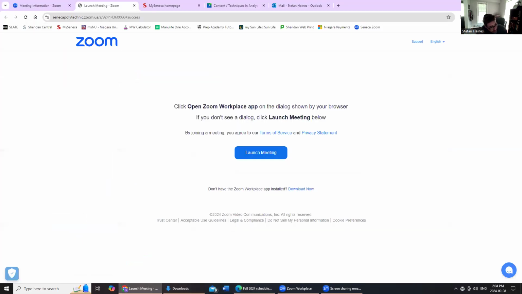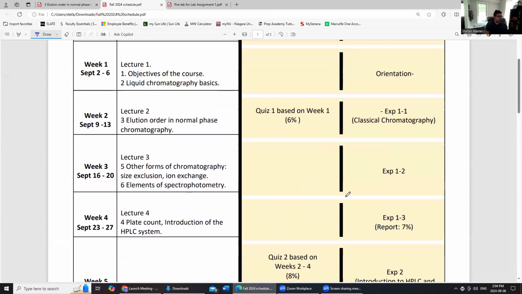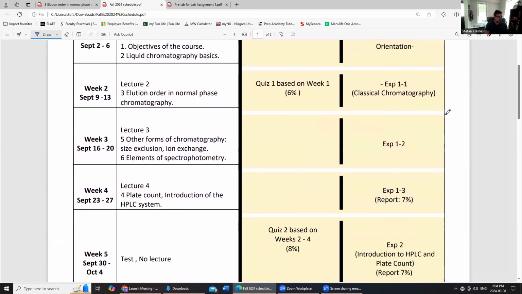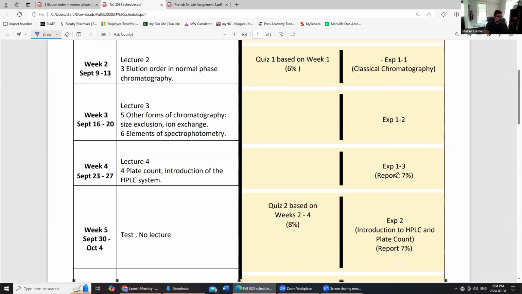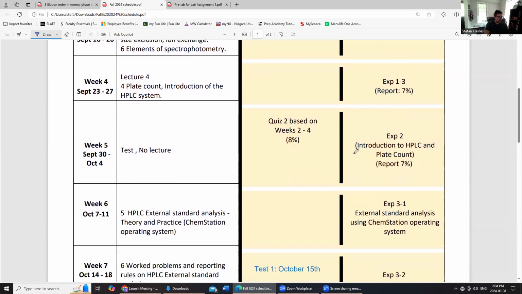So anyways, where are we? So schedule, lecture 1, lecture 2. You guys will do experiment 1.1, 1.2, and then 1.3, a 3-week lab, it looks like. And then we'll try to follow that schedule in lecture batches. Now, I'm seeing that it says no lecture week 5.